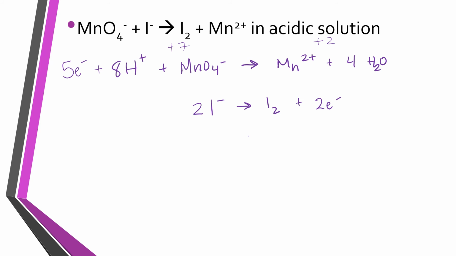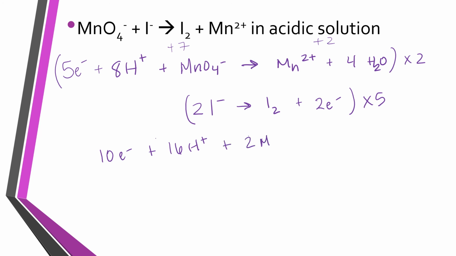Well, 5 and 2 are not equal. We need those electrons to be equal. So we're going to have to multiply the top by 2, and we're going to have to multiply the bottom by 5. So that's going to give me 10 electrons plus 16 hydrogens plus 2 permanganates makes 2 manganese plus 8 waters. So I multiply the top all the way through by 2. The bottom one I'm multiplying through by 5, so that gives me 10 iodines, making 5 I2s plus 10 electrons.